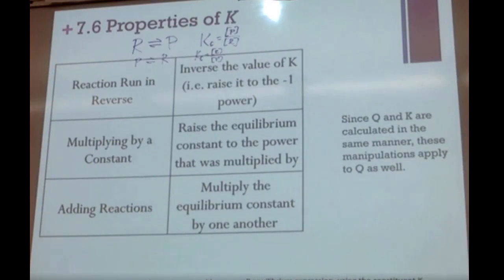And if you add two reactions together, you actually multiply the equilibrium constants. So you have to remember that K is a little bit different than when we did delta H or delta G and we were adding reactions together. So that's what topic 6 is all about, how K changes. And since Q and K are calculated in the same manner, if we were manipulating Q expressions, it would be the same thing.